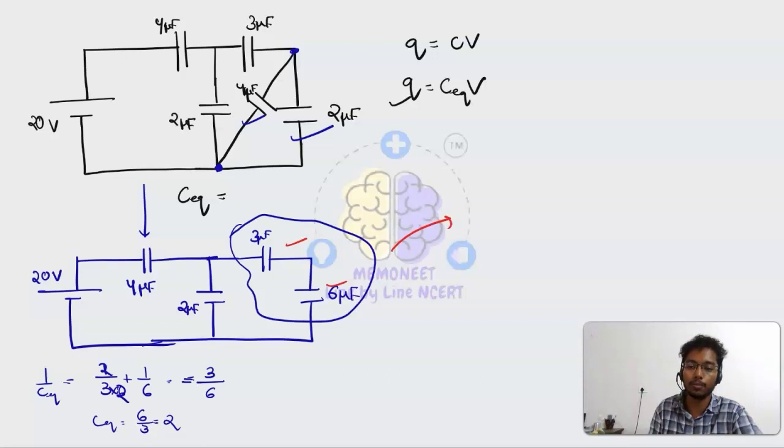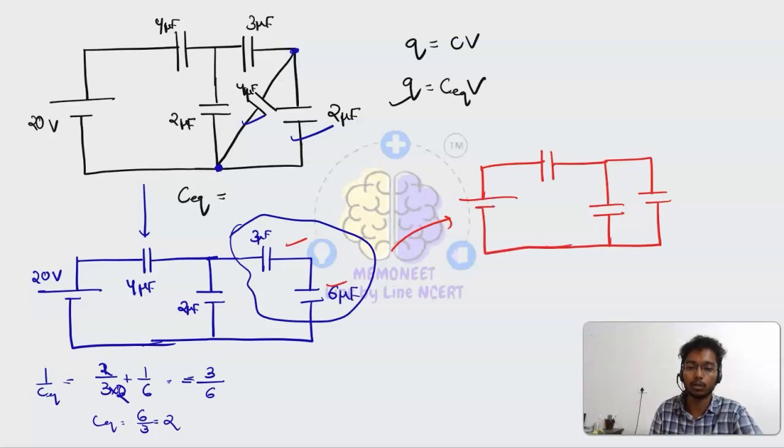So now it will become this. Here is 2 microfarad, and here it will be 2 microfarad, and this will be connected to the 20 volt battery. This is 4 microfarad, this is 2 microfarad that we have found here, and this is 2 microfarad that was given, and these 2 microfarad are in parallel. When they are parallel, they will just add up. It means 2 plus 2, 4. So now it will become like this.